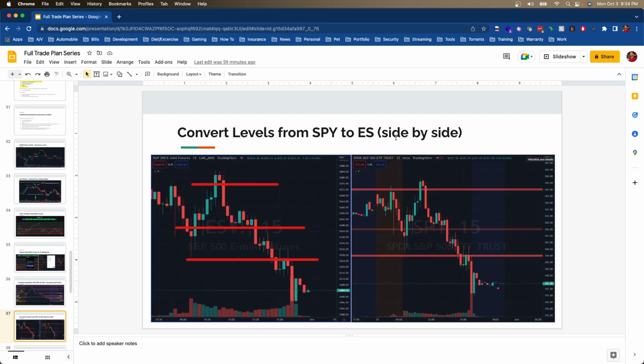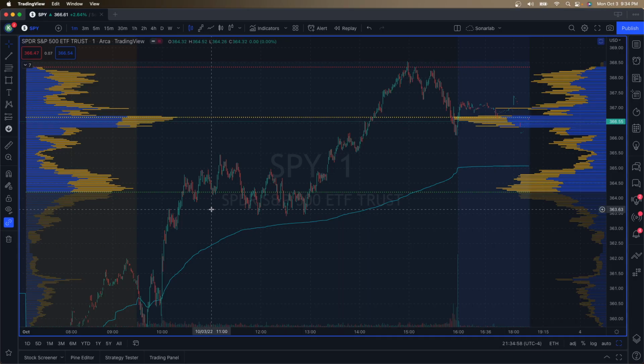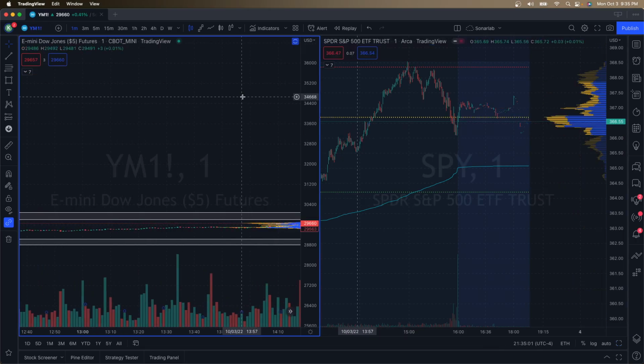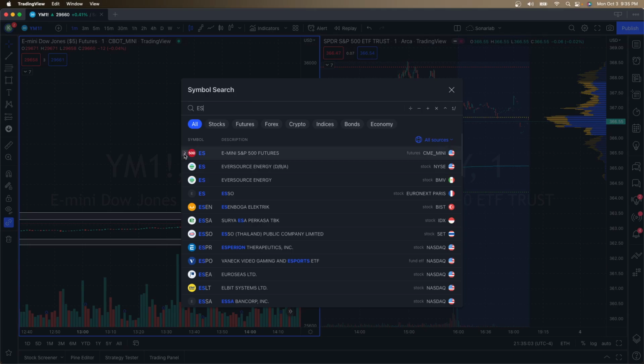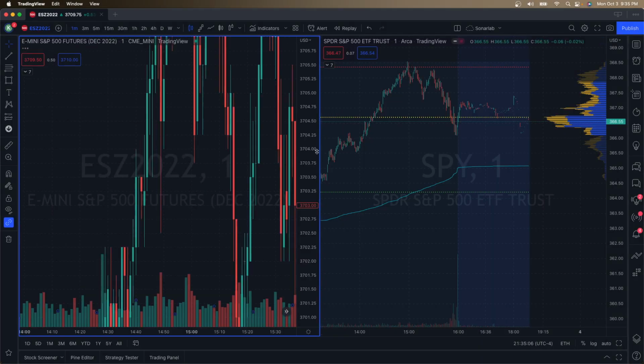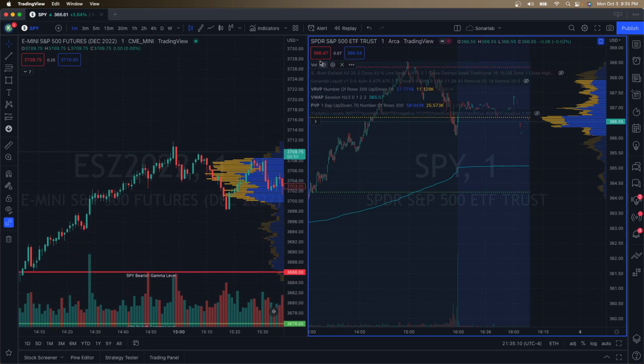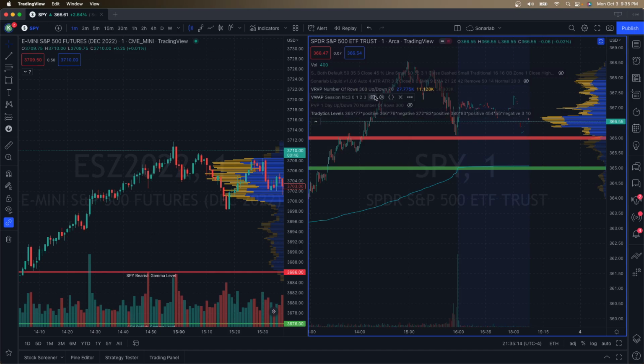And just so you know, you can actually convert these to ES. And just to show that briefly, what I like to do is I'll pull up SPY's chart and I'll pull up ES's chart side by side. And what we can do is turn on our TradingView gamma levels, and let me actually just turn off everything else so we can see it here.